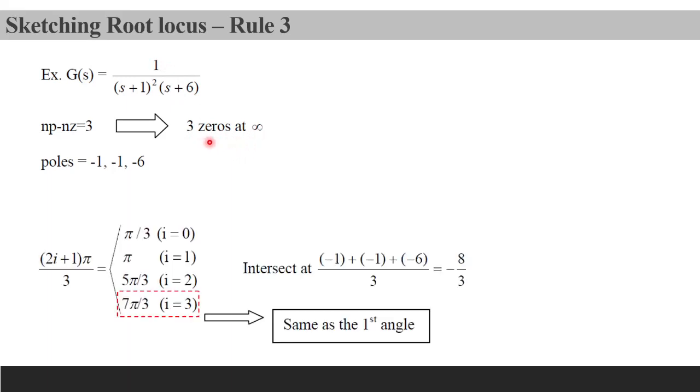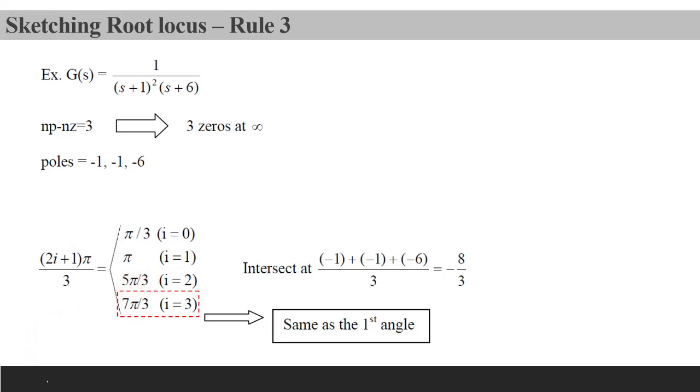Before I draw a sketch, in rule 3 I am concerned with the shape and the structure, so I am concerned about the angles. First calculate the angles using (2i plus 1) pi divided by 3. This is the formula for the angles of the asymptotes, right? When I put i equals 0, I get pi by 3; i equals 1 gives pi; and i equals 2 gives 5 pi by 3, which would be 300 degrees, right?